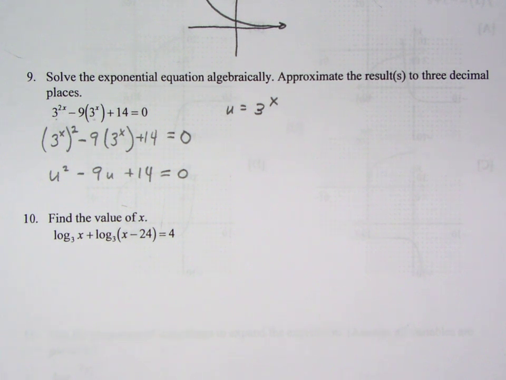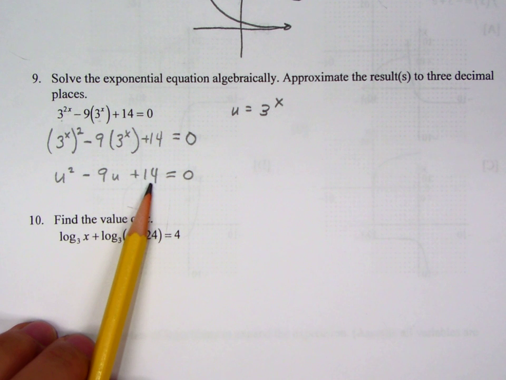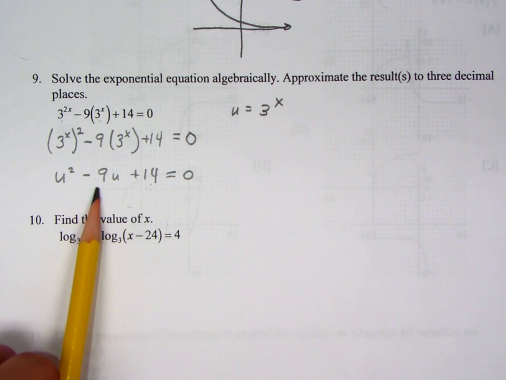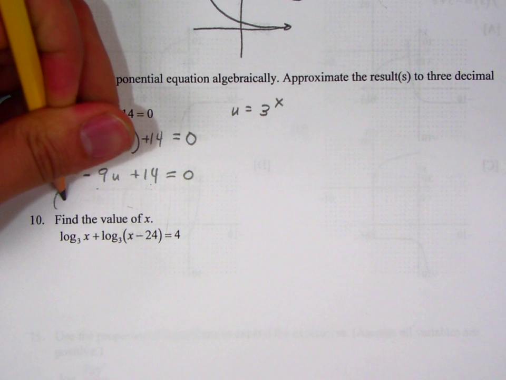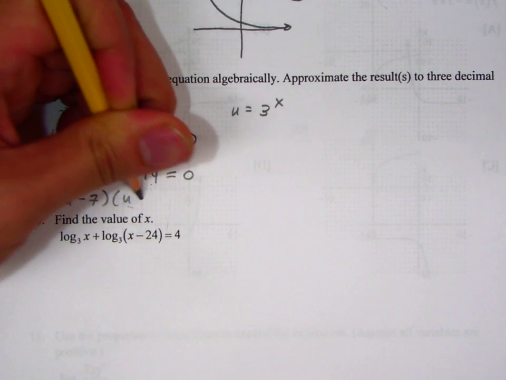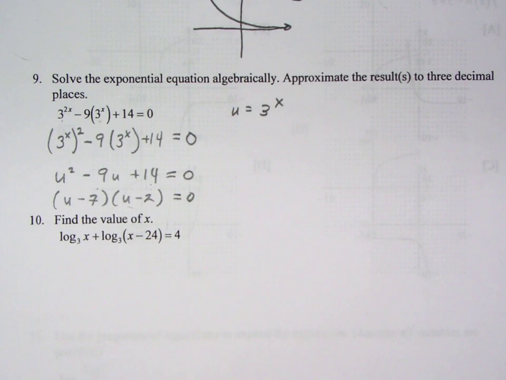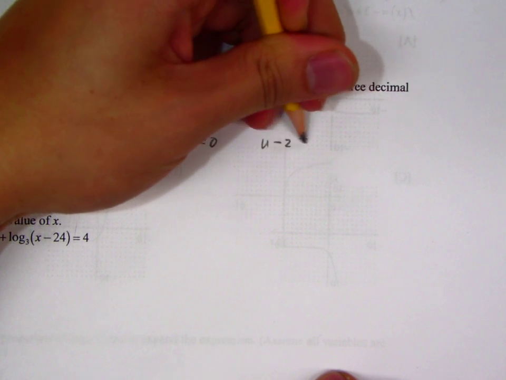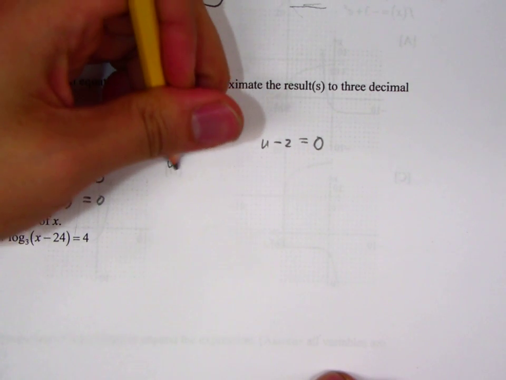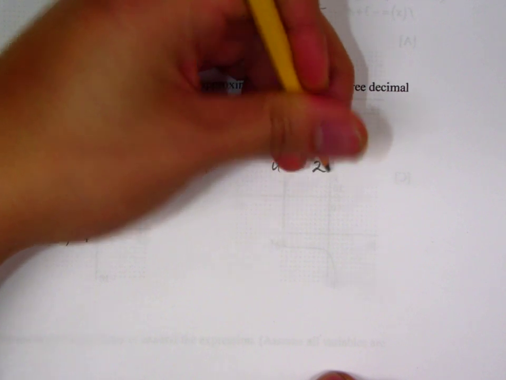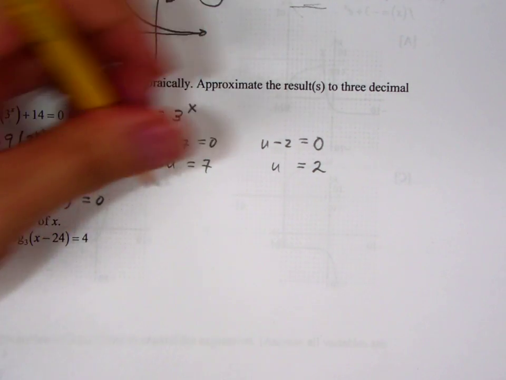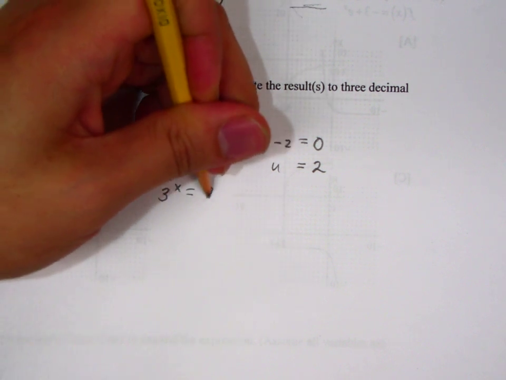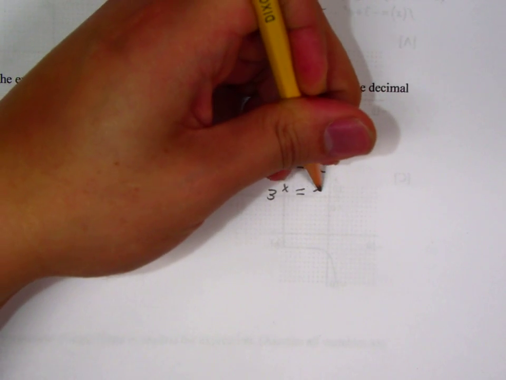Yay. So now what we have to do is just solve the quadratic equation here. So we've got the AC method. What two numbers multiply to get 14 and add to get negative 9? That would be negative 7 and negative 2. I would use the zero product property here and solve for u, so u can be 7 and then u can be 2. Now I've got to resubstitute those back in. 3 to the x power equals 7. 3 to the x power equals 2.